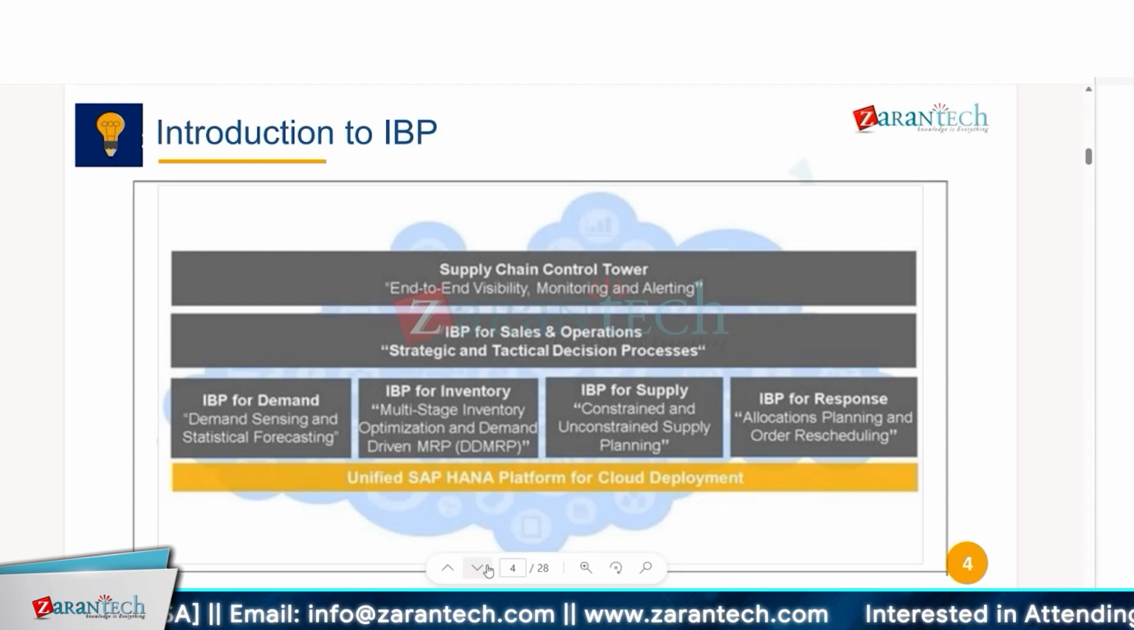Then the most important function, which is not only executing the data but also giving very valid input, is the finance organization. So even the finance team or the finance manager participates in the demand review, because at the end of the demand review, the organization finalizes the forecast, what we call the demand forecast.